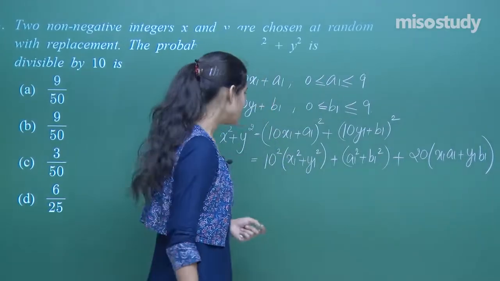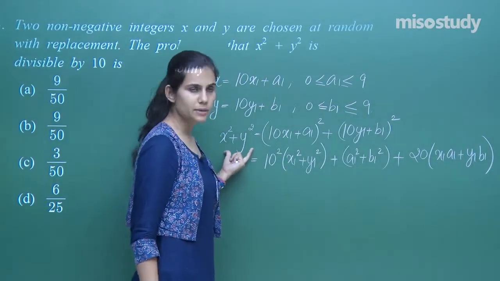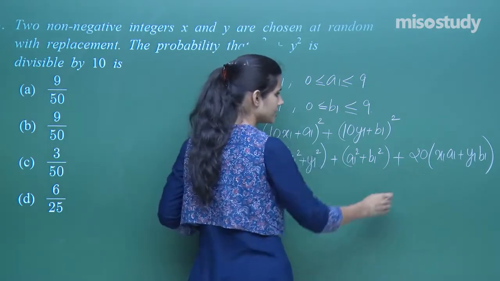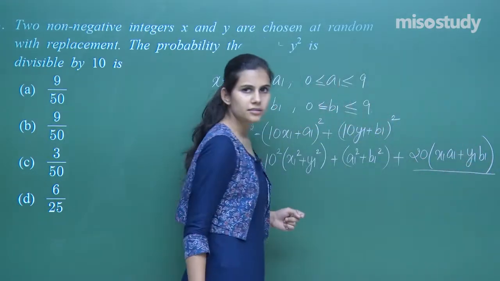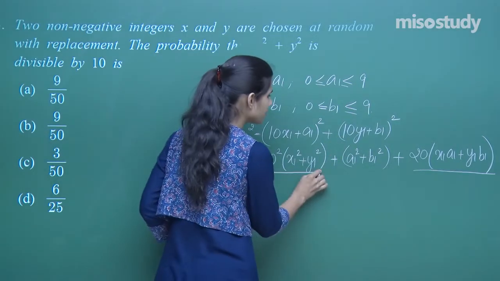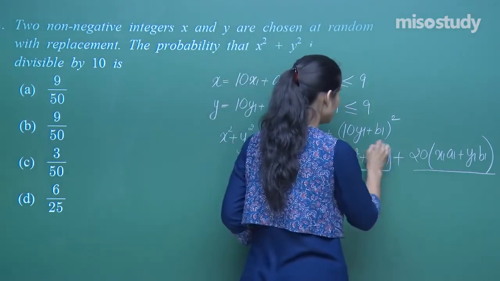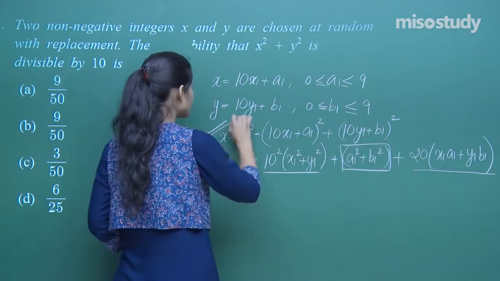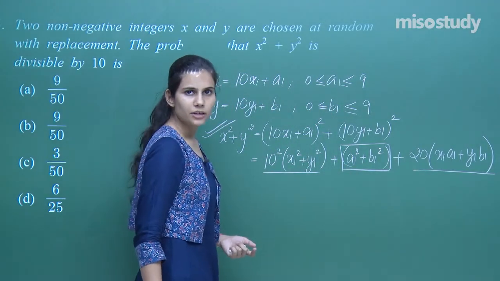Now understand, I want x square plus y square to be divisible by 10. X square plus y square is this. This term is divisible by 10. It's 20 times something, or 10 into 2 times something. This term is divisible by 10. Only if this term is divisible by 10 will x square plus y square be divisible by 10, right?